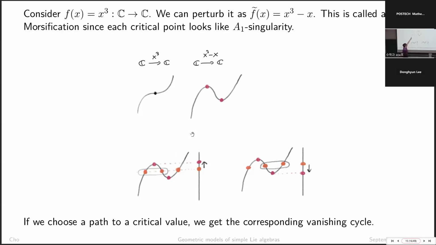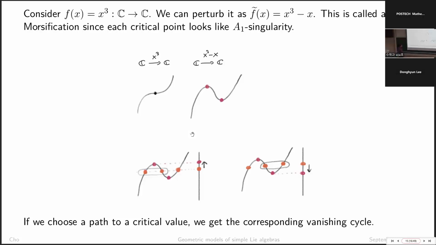So there is one critical point here, but somehow you now have one critical point split into two critical points, which locally look like minus x squared and plus x squared, right? So this is usually called Morsification. Deforming a complex singularity into simpler ones is called Morsification.